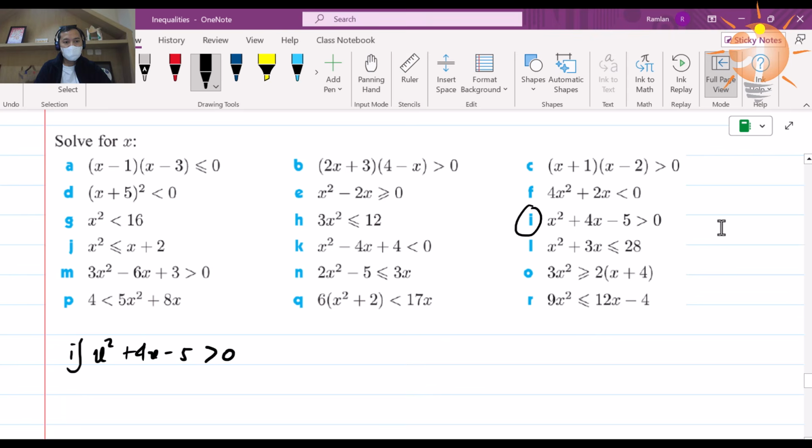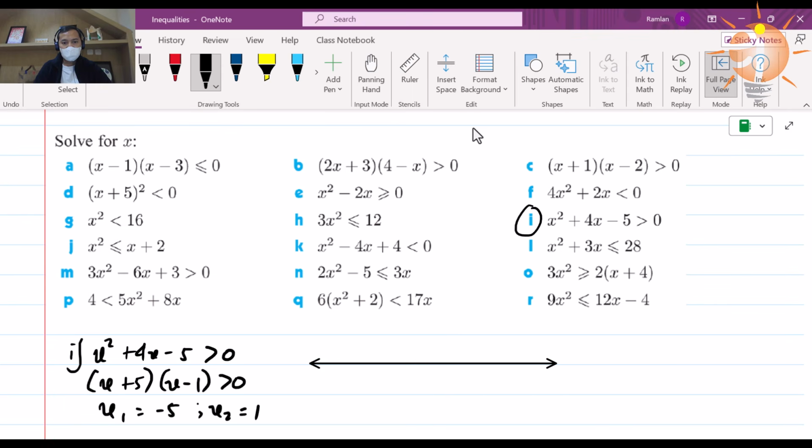This question here we can actually factorize pretty easily. You see that this is going to be x plus 5 and then x minus 1, greater than 0. And here we have x1 equals negative 5, and x2 equals 1. And then if we draw the line graph like this, you see that negative 5 is on the left side, and 1 is on the right side. We don't shade the circle because it's just greater than. It's not greater than or equal to.